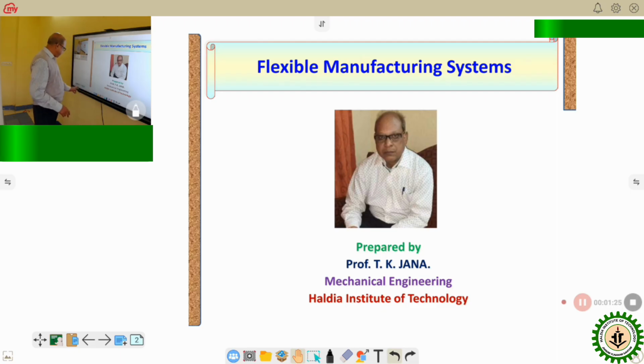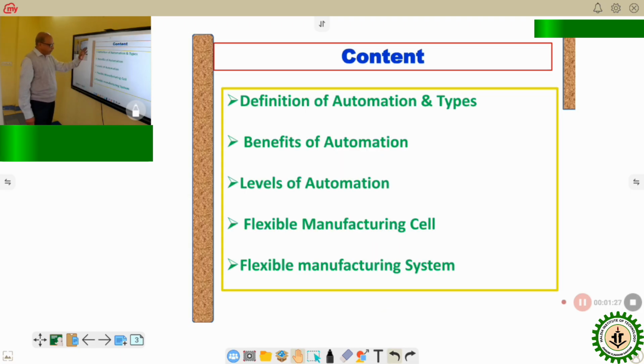With this, let us move to the content. So it is always imperative to have a look at the background: what is automation, what are the different categories of automation, the benefits, the levels of automation, then flexible manufacturing cell and flexible manufacturing systems.